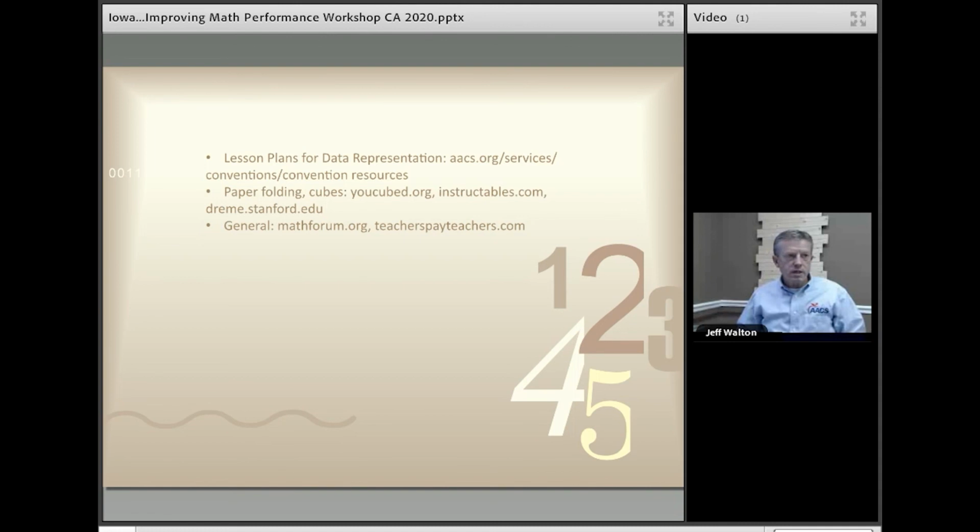And then some general resources for lessons on almost any of these topics. Some information on mathforum.com, and then some easily implemented lesson plans on teacherspayteachers.com. You'll generally pay just a few dollars, $3 to $5 for a lesson plan on the Teachers Pay Teachers website, but that might save you hours of preparation on your own, and so I recommend it to you.